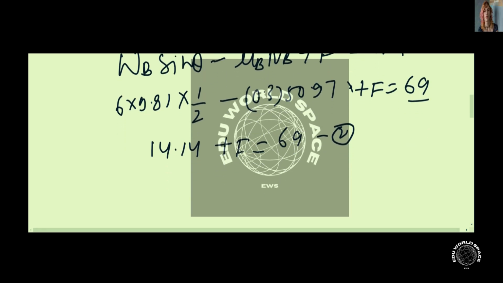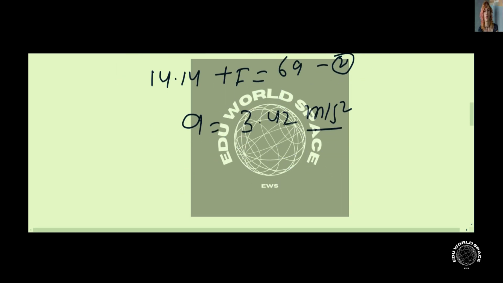When we use equations 1 and 2, a comes out to be 3.42 meters per second squared, and the force generated in the link, F, becomes 6.37 Newton.